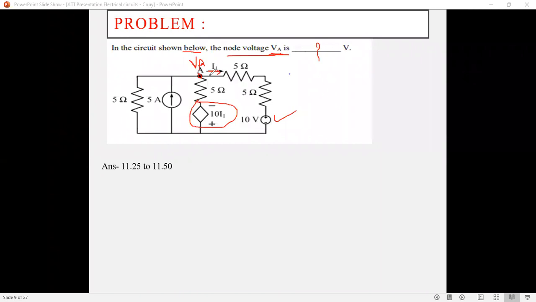Current dependent voltage source. Okay, right? That is a current dependent voltage source. It depends on the current flowing through this branch, so this source depends on that current. So it is nothing but a current dependent voltage source, or we can call it a current controlled voltage source, CCVS.